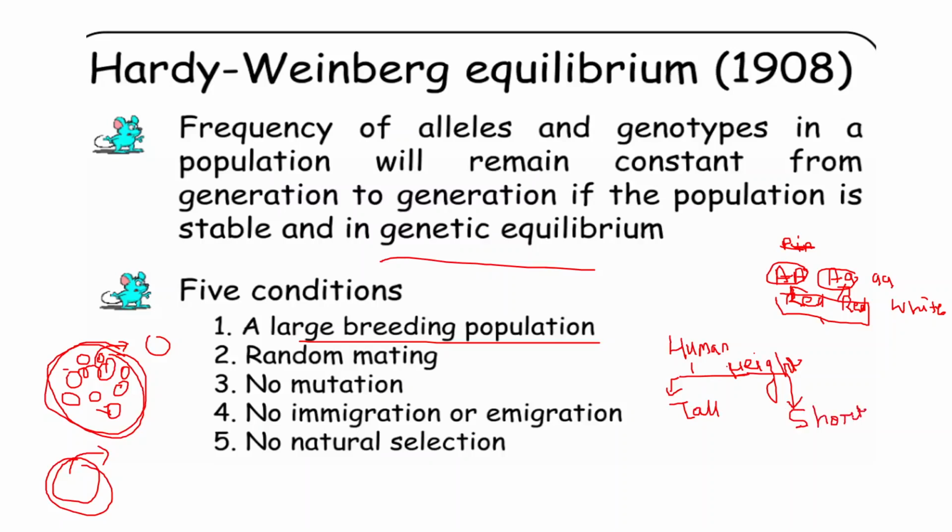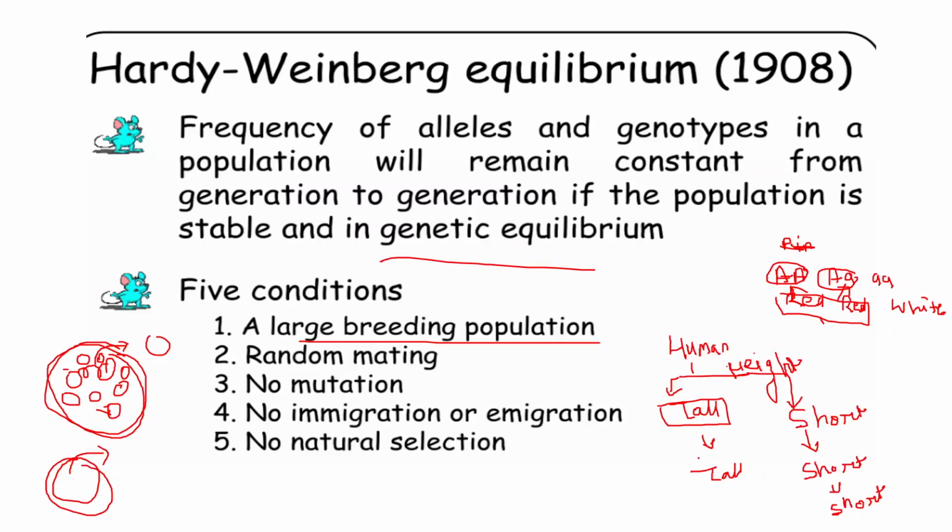Okay, so a tall person always wants to marry a tall person, and a short person also wants to marry a short person. So this is the real scenario. It is the general tendency, what we can call selective mating.